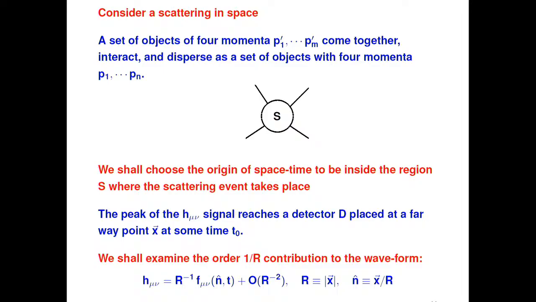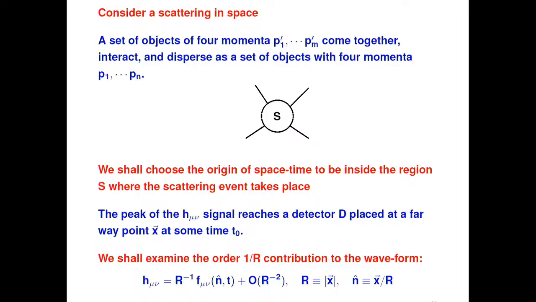Note that I have not assumed anything about the relationship between the initial and the final momenta, except of course that the total energy and total momentum are conserved. So, when you add up all these 4 vectors, they should be equal to the sum of all these 4 vectors. That is the only condition that we have, otherwise they can be completely arbitrary. So, you have a scattering taking place here, and just for convenience we will choose a coordinate system so that the origin of space time is somewhere inside the scattering region. Where exactly it does not matter.